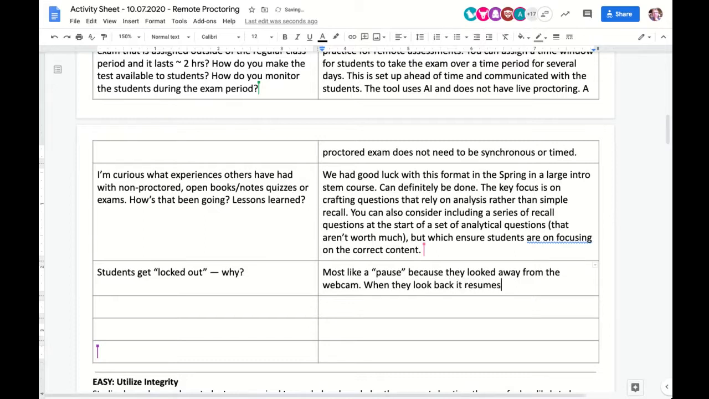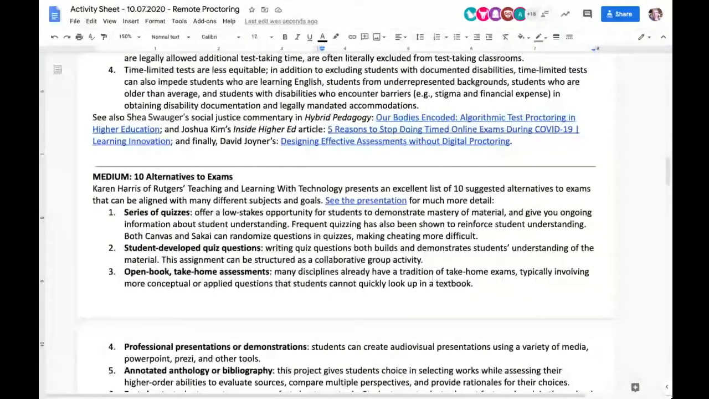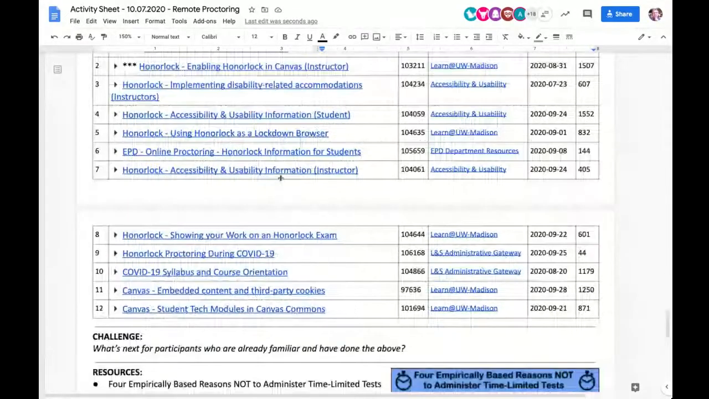Thanks. So just in general, we provide recommendations for instructors in a KB document that's called Show Your Work. With Honorlock, that's the most typical situation where students will be looking away from the camera for a long time, and we have language that you can share with your students within that KB document.